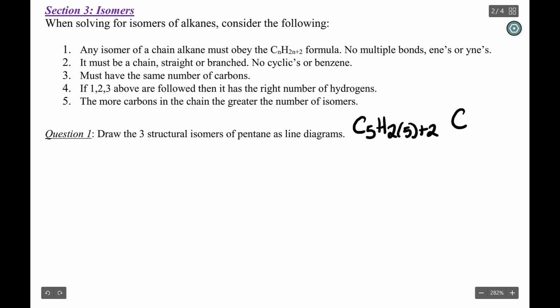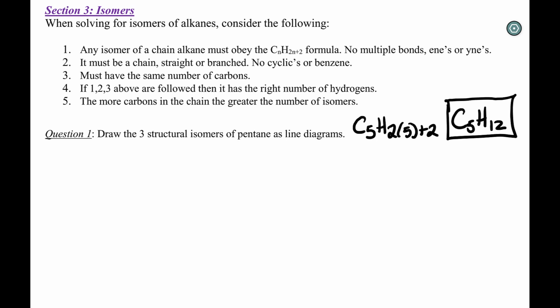So there's C5H. 2 times 5 is 10 plus 2 is 12. C5H12 is the chemical formula. Now there's more than one chemical compound that has 5 carbons in it and 12 hydrogens in it. We can draw them in different ways. Their structure is different, and so we call them structural isomers.